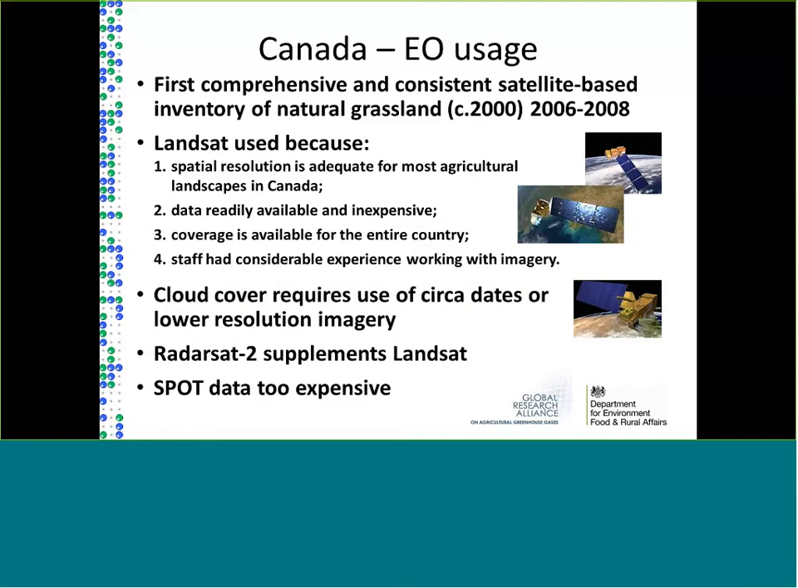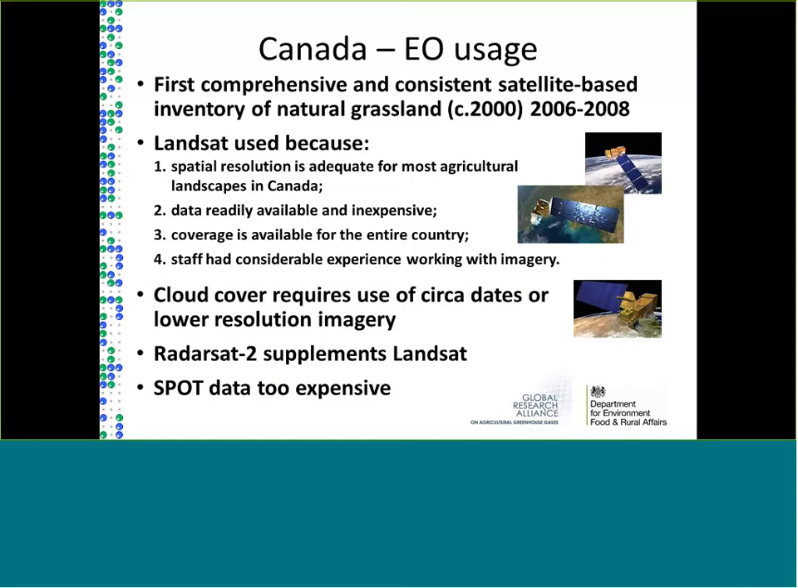Cloud cover sometimes meant not getting the precise date because it was cloudy, so they had to use circa dates for some bits of imagery, and sometimes they had to resort to lower resolution imagery that was more timely and was required at times when there was less cloud.